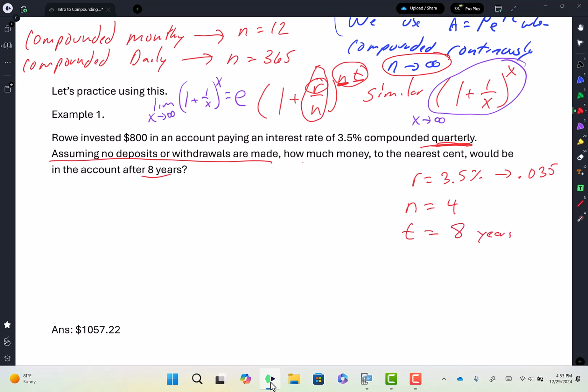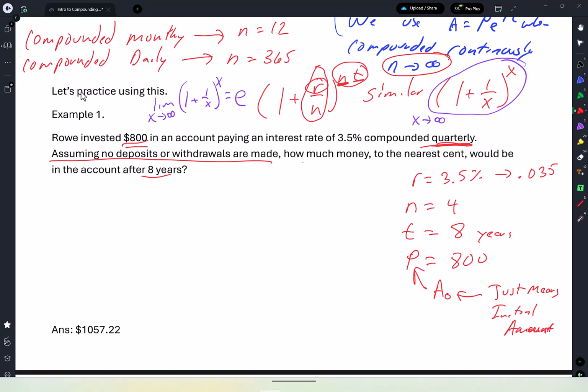All right, the initial amount invested is 800, so we're going to say that's your principal. Sometimes they say A naught, 800. Sometimes they call this A with a little naught. That just means initial amount. If you've done physics or if you've done advanced mathematics, you probably already know that. Yeah, I think we're good, guys.